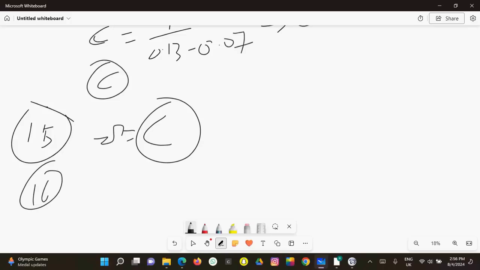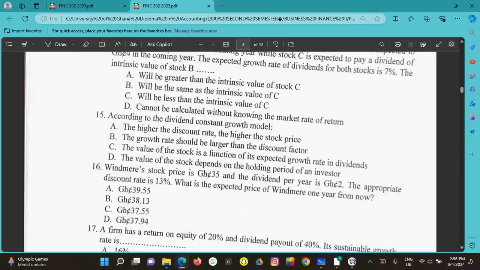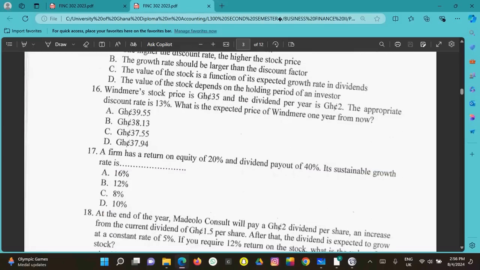Question 16. Redman's stock price is 35 and the dividend per year is 2. The appropriate discount rate is 13%. What is the expected price of Redman 1 year from now? So now, Redman's stock price is 35, and it also pays a dividend of 2.